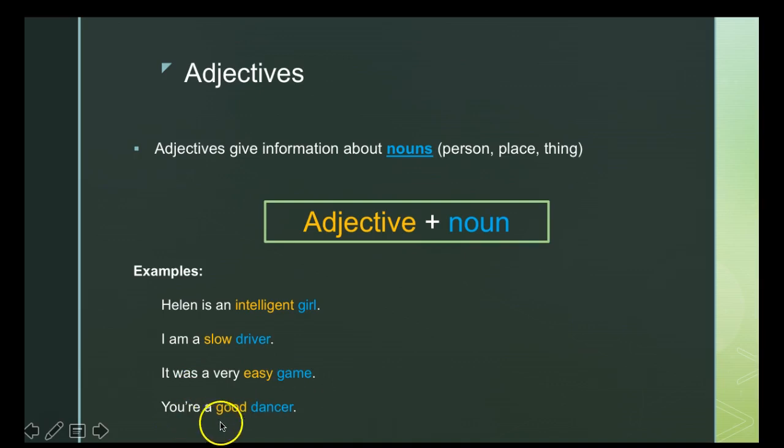Okay, we also have you're a good dancer. Or we could say you're a bad dancer. You need some practice. Okay. And if you need to write down any notes, you can always pause this video and then continue when you are ready.